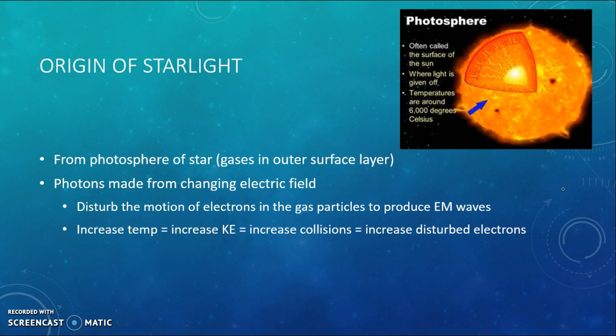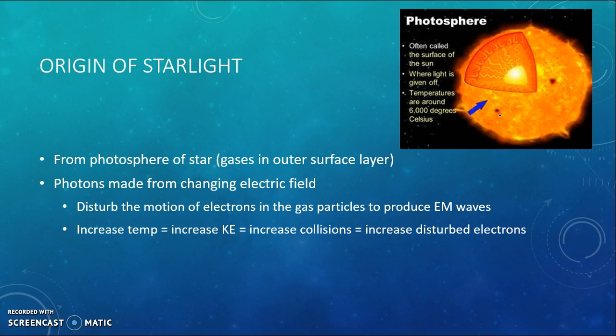All right, origin of starlight. The origin of starlight, or the light that comes off of a star such as our sun, comes from the photosphere of the star, and that's the gases in the outer surface layer. Remember, the photosphere is this outer surface, often called the surface of the star, and it's where the light is given off. Photons are made from changing electrical fields, and they're given off. Photons are just packets of light. They're little particles or little packets of energy.